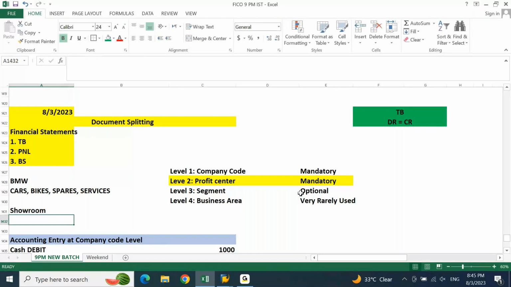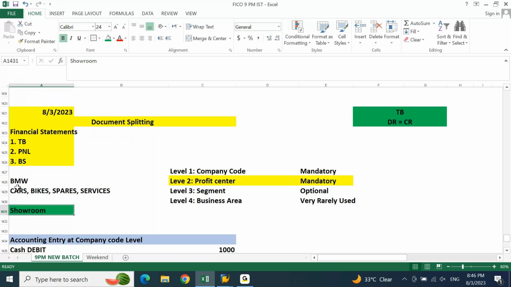Simple example, let's say you have a showroom wherein you are running the BMW office, in which you may be selling a car. In the same showroom, you may be doing servicing. In the same showroom, you may be doing spare parts, bike sales and services. Possible or not? Possible, sir. In the same showroom, can I do multiple activities here? Yes, sir. Very possible.